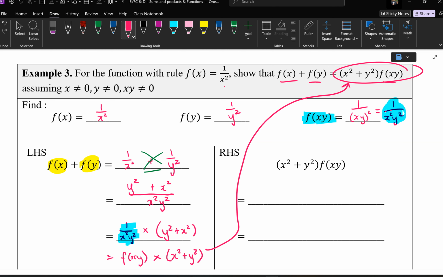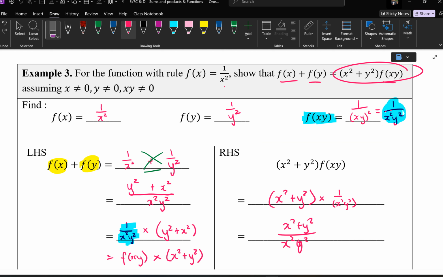If you weren't sure, another way is that you could have subbed this in just so you have a goal of where you want to reach to. So if you didn't know where to start, you could have started off something like this, and f of xy would have been times 1 on x squared, y squared, and then you would have got x squared plus y squared on x squared times y squared, and that would have gave you a hint of where to start.